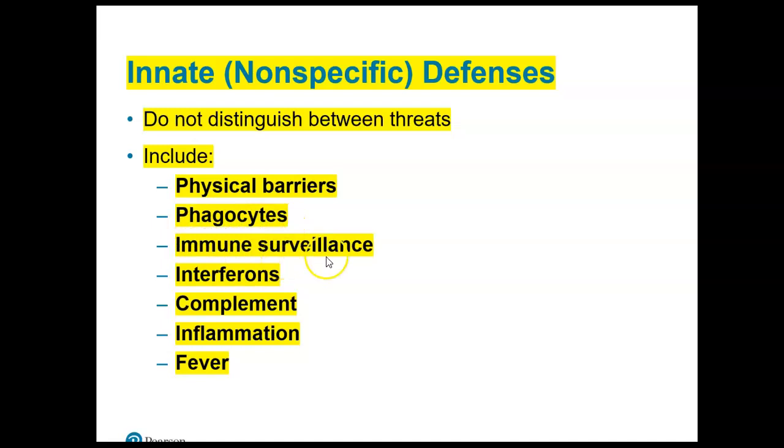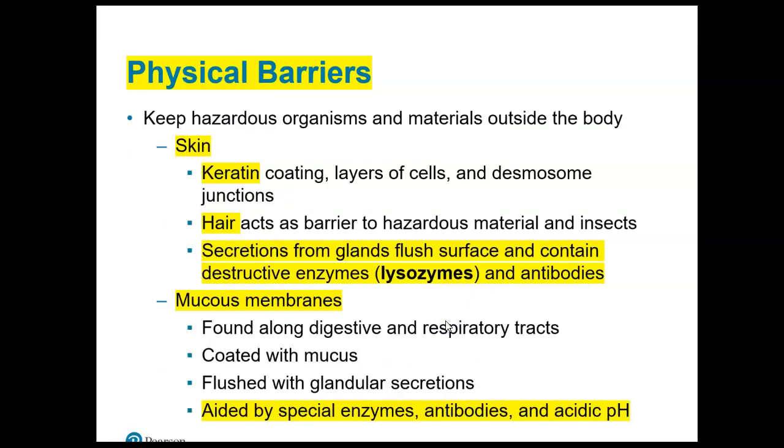Then we have immune surveillance, and that, of course, is the NK cells. Interferons and complement, these are chemicals. Then inflammation, which includes the redness, heat, swelling, and pain, and then fever. So these are the categories of the innate defenses that we're going to learn about.